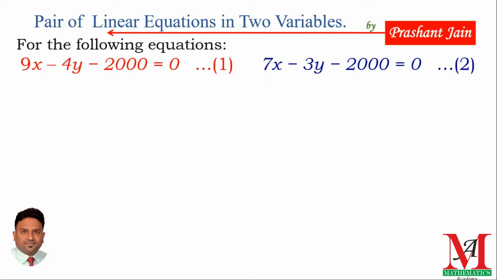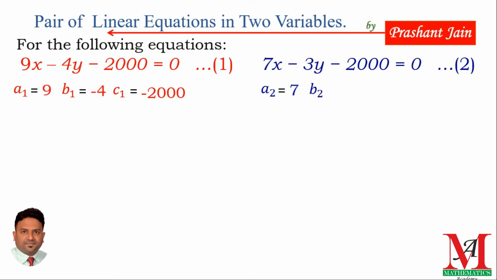First of all, by using the cross multiplication method, we require the coefficient of x and we write it as a1. a1 is the coefficient of x in equation 1 and that is 9. Then b1 is the coefficient of y in equation 1 and that is minus 4, and the constant term is minus 2000. Now for the next equation, a2, same thing. a2 is the coefficient of x in equation 2, and that is 7.